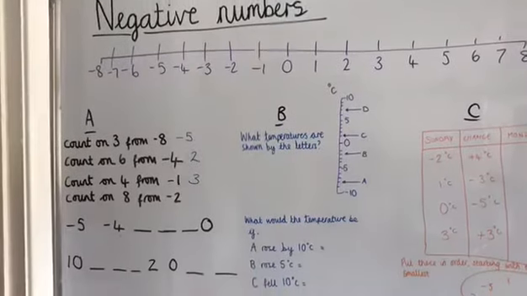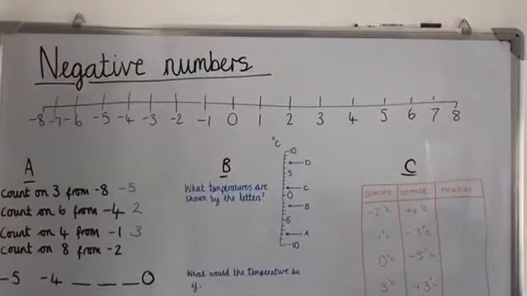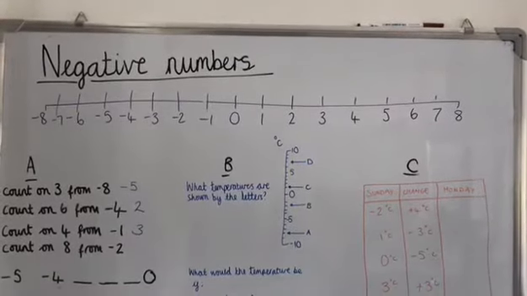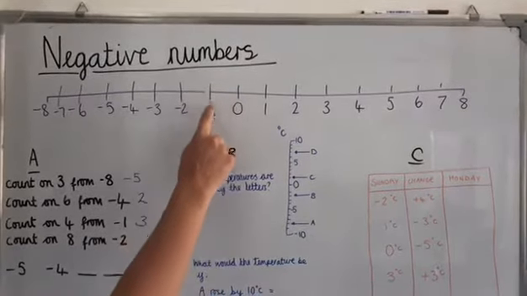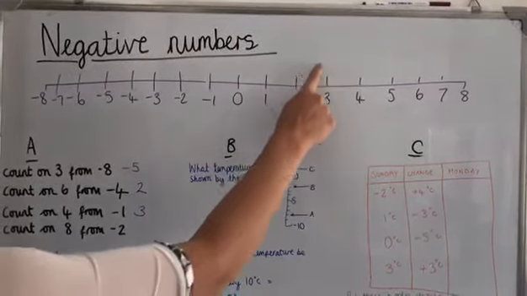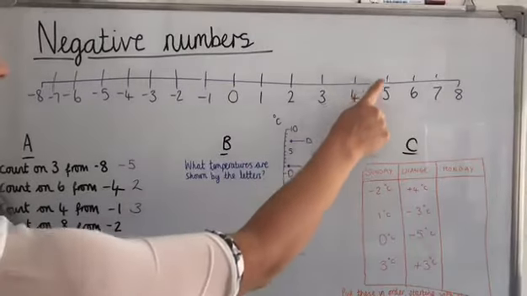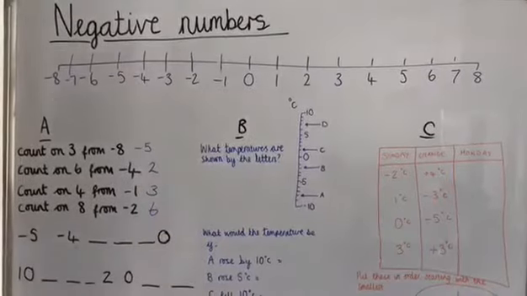Okay, and count on 8 from -2. Have a go yourselves. Okay, so we're finding -2 and we're counting on 8. 1, 2, 3, 4, 5, 6, 7, 8. So the answer is 6.